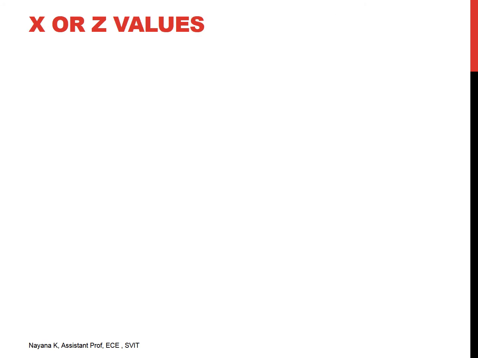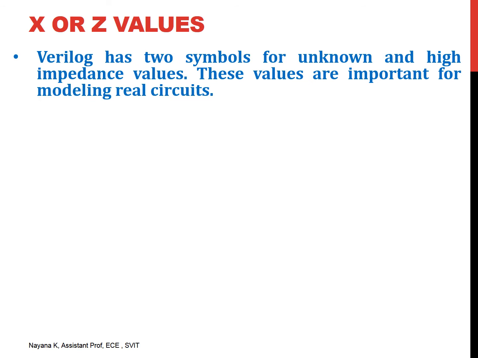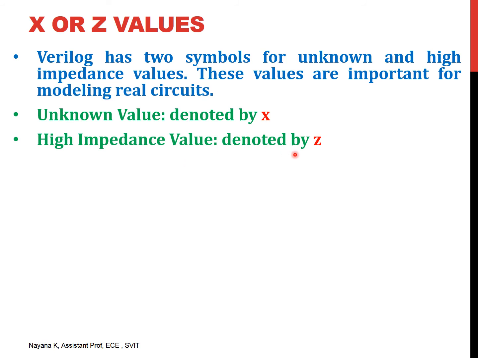Now let us understand the X or Z values, where X represents the unknown and Z represents the high impedance value. Verilog supports two symbols for unknown and high impedance value, that is X and Z. These values are very important while we model real-time circuits, because any digital circuit is subjected to an unknown or a high impedance state. So the unknown value is represented by an X and the high impedance value is represented by a Z.